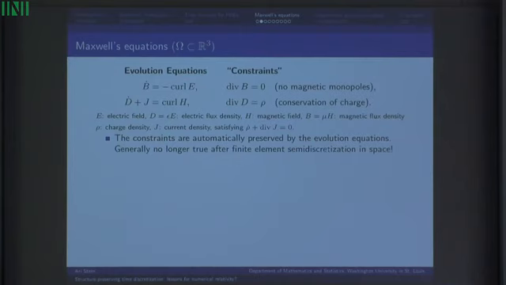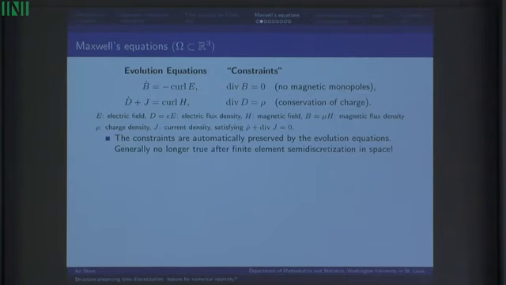But I have 8 equations here, right? I have 2 vector equations, and then these 2 constraint equations, div B equals 0 and div D equals rho. Now these constraints are automatically preserved by the evolution equations, which you can see just by taking the divergence of both of the evolution equations. So if the constraints are satisfied by the initial conditions at the initial time, then they remain satisfied for all time. So really, you only have to worry about the constraints for the initial conditions, and after that, it's automatically taken care of by the evolution.